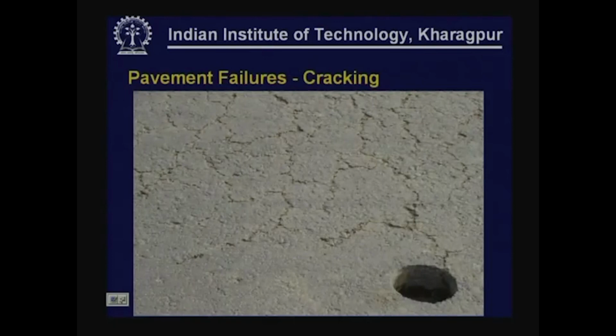This photograph shows a pavement that has cracked. This is a bituminous surface. You can see it is extensively cracked. This is mostly caused by load applications. We call this fatigue cracking. This is caused by repeated application of loads, but you can have cracking caused because of various other reasons as well.